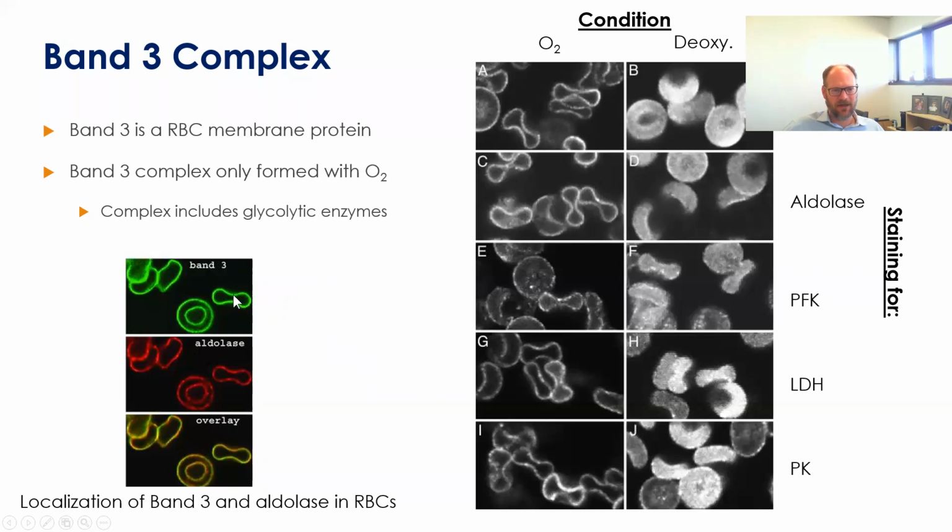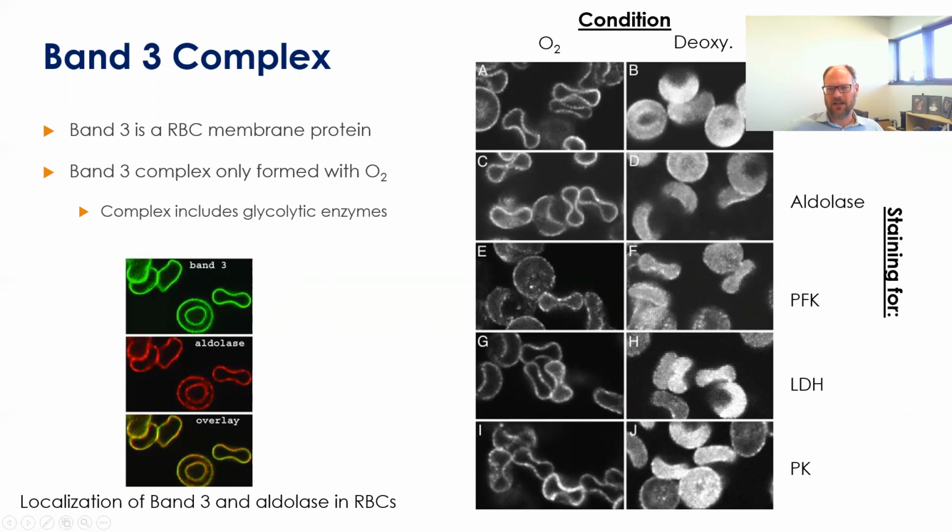You can see this beautiful biconcave shape of band 3 that's typical of the protein. You can see that it co-occurs with aldolase, the metabolic enzyme. And under these oxygenated conditions, these are all co-localized here to the outside of the cell. You can see this for a variety of enzymes. So here's GAPDH, same thing. Under oxygenated conditions, it's all along the cell membrane, same with aldolase, and lactate dehydrogenase, pyruvate kinase.